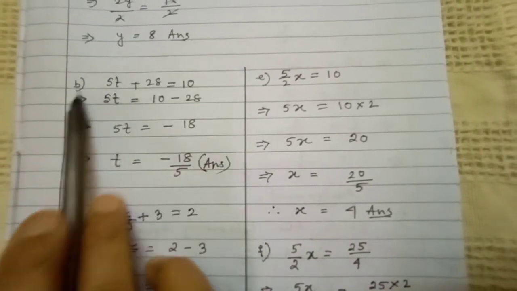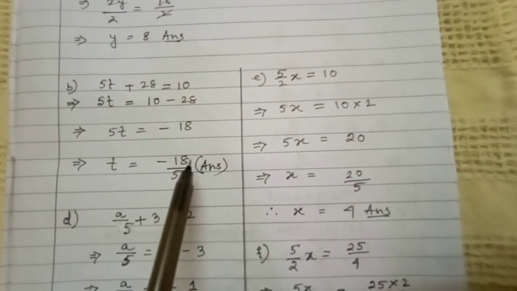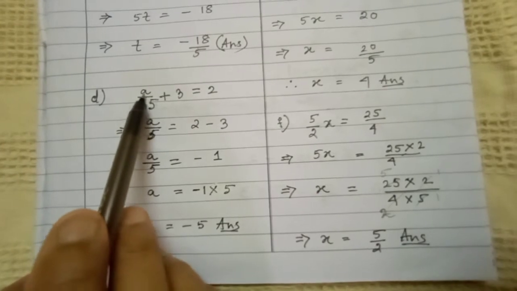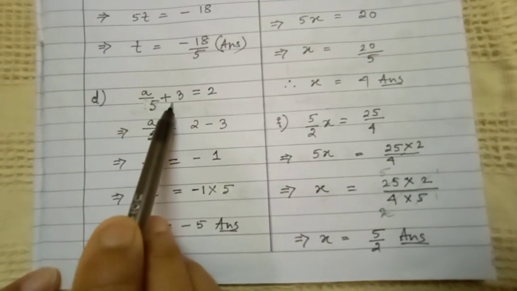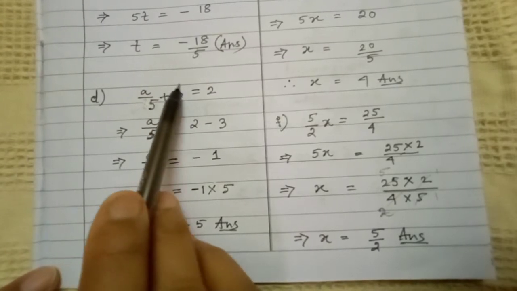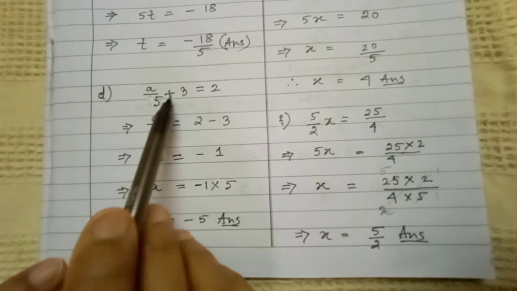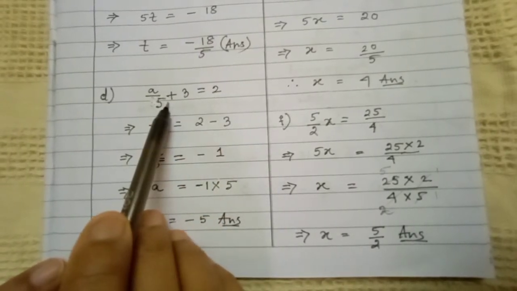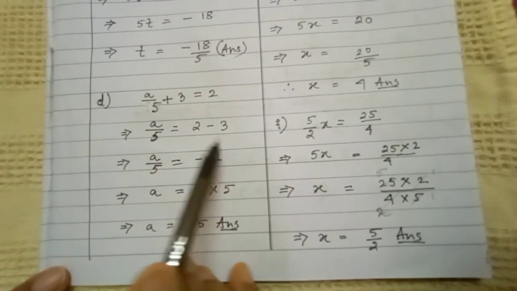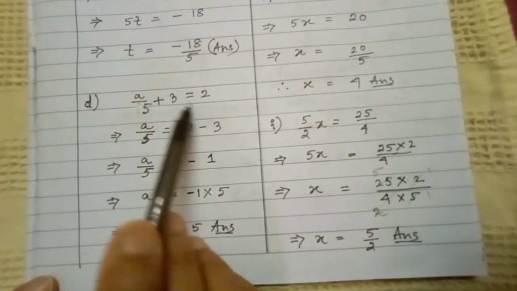Is this sum clear to all of you? If it is clear, then go to the next one. Here a by 5 plus 3 is equal to 2. Now students, tell me, plus 3, if we shift it here, transposing, whatever the sign is, we will change the sign only. a by 5 is equal to 2 minus 3.